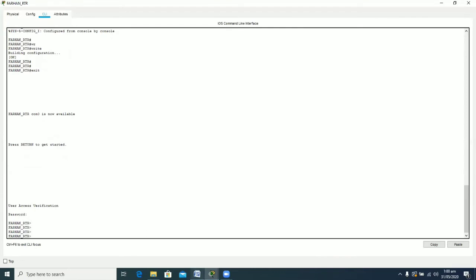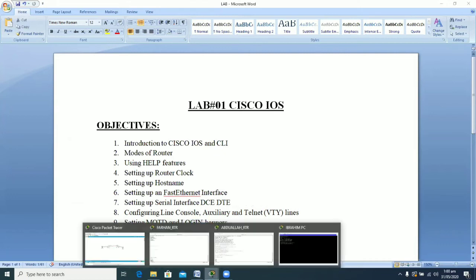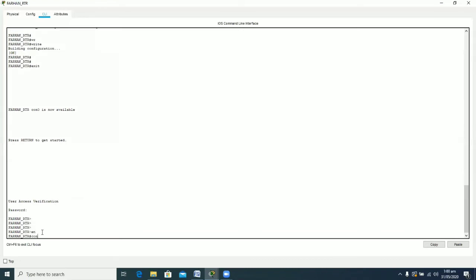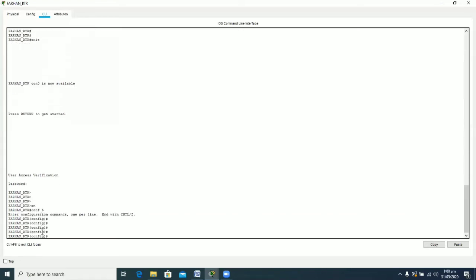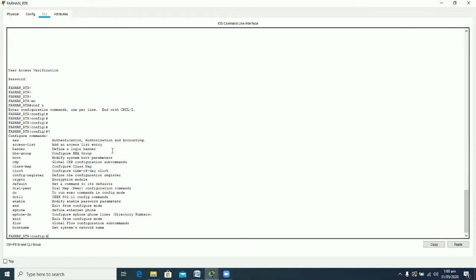So now moving to our next goal, and the next goal is to set up the MOTD. MOTD basically stands for message of the day banner, and the login banners are to be configured. So this is my Farhan router. Moving to my global configuration mode, and here the banner will be set. You can use the help feature, and here you can see that the third command is the banner command. So what does the banner command do? I will be demonstrating to you.